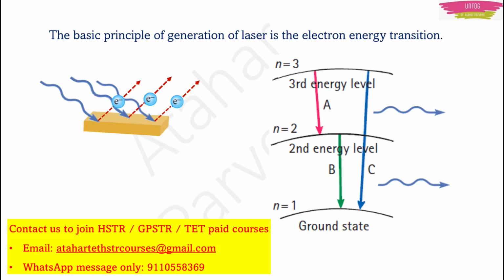Both are transitions, but in the second procedure, where the electron is coming from the higher energy level to the lower energy level, this process helps in the generation of laser. We will talk about this more.